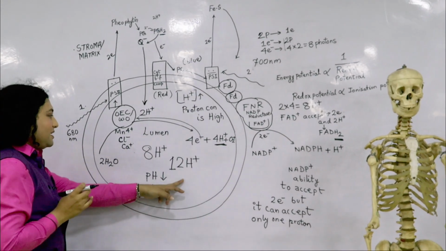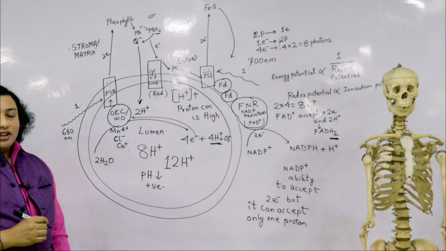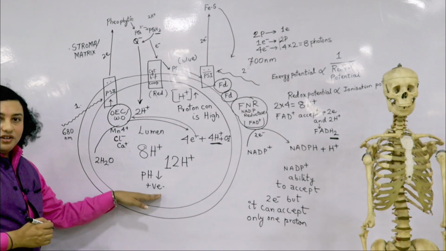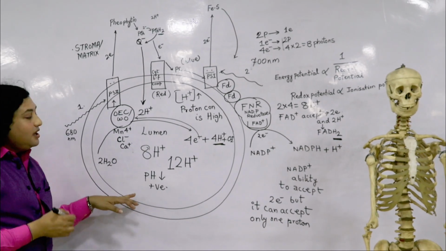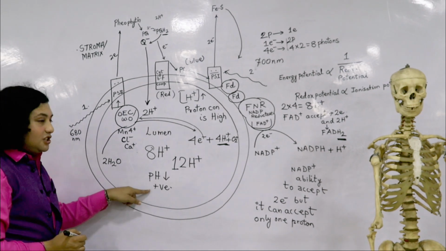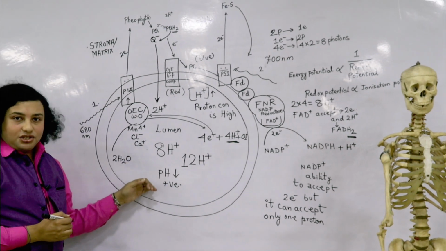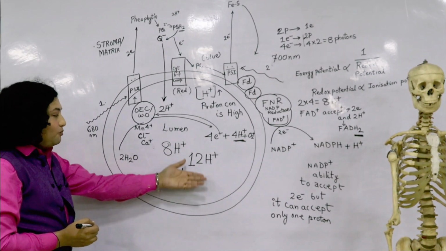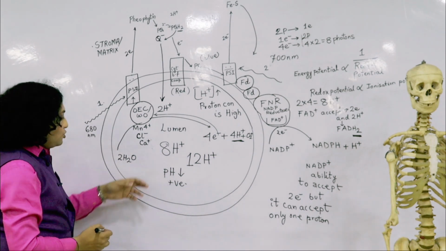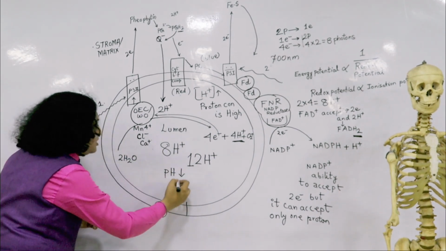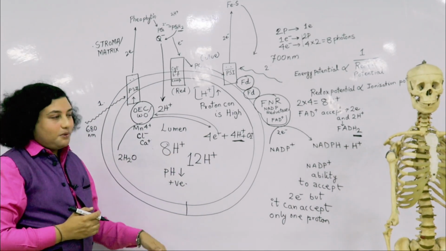So 12 H plus ions are formed, and they are going to generate an electrochemical gradient. What do you mean by electrochemical gradient? Electrical gradient means more positive charge here as compared to the stroma, and pH gradient. Chemical gradient means pH gradient. Electro means charge gradient. Charge is positive inside the lumen, comparatively negative outside, and the chemical gradient is the pH gradient. pH is lesser because of more H plus ions inside the lumen, and pH is more outside. So this electrochemical gradient will allow the movement of the protons outside.